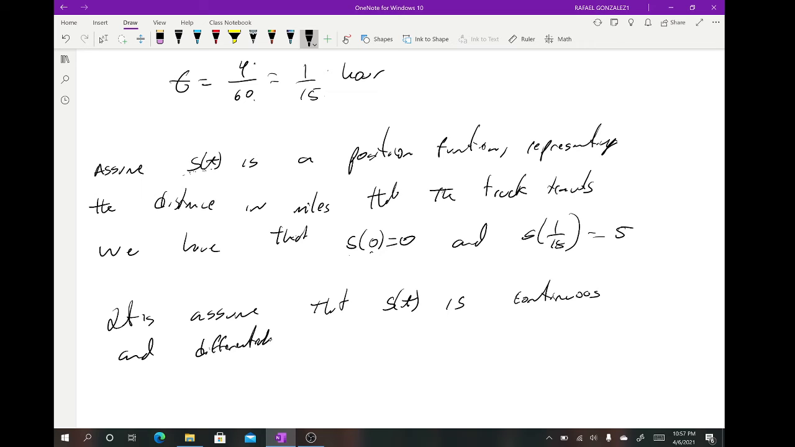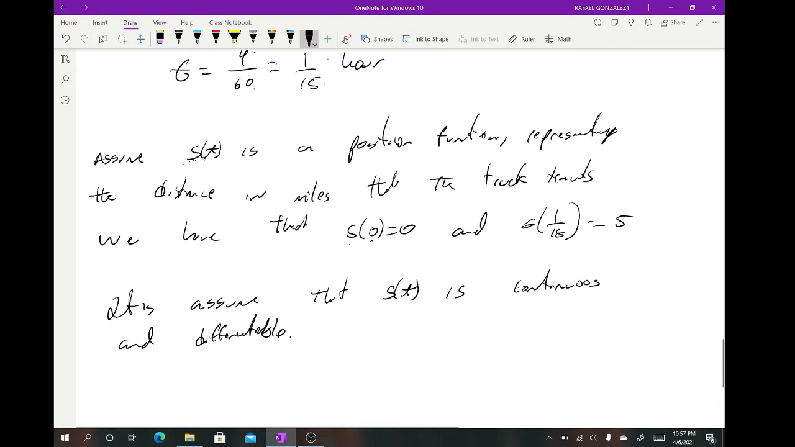Okay, let's assume that this is true. If this is true, then we actually can apply the mean value theorem. How do we do that? Well, the mean value theorem says that f prime evaluated at c is equal to f of b minus f of a divided by b minus a.